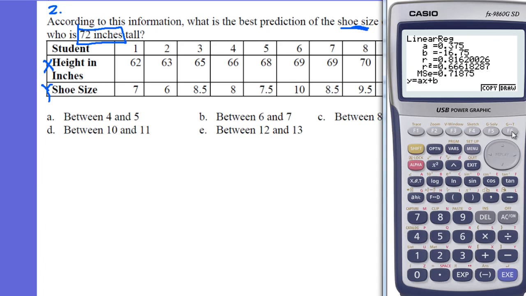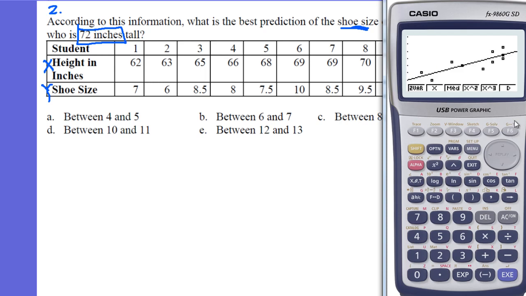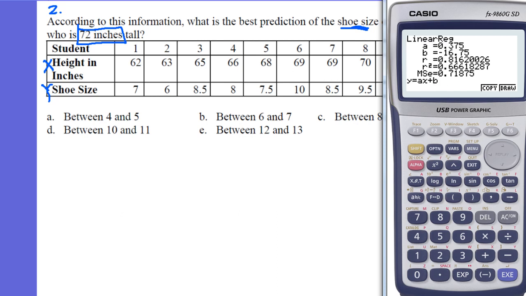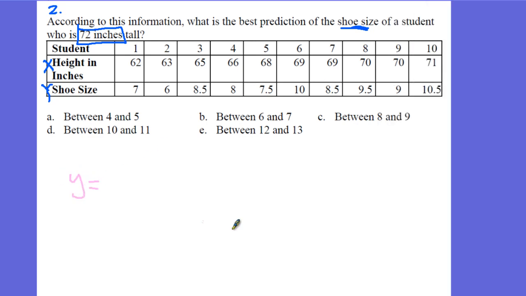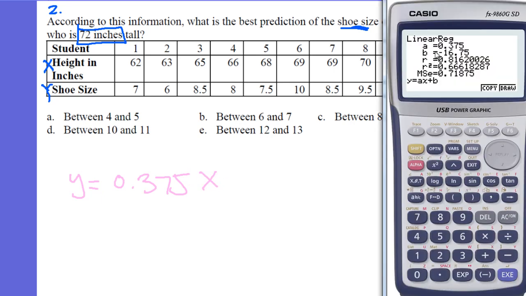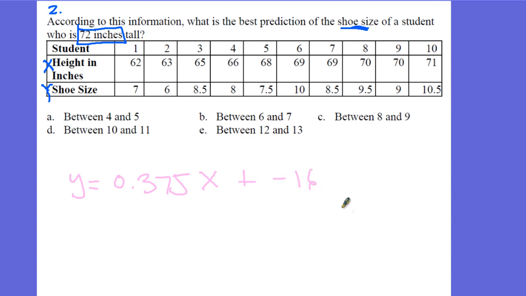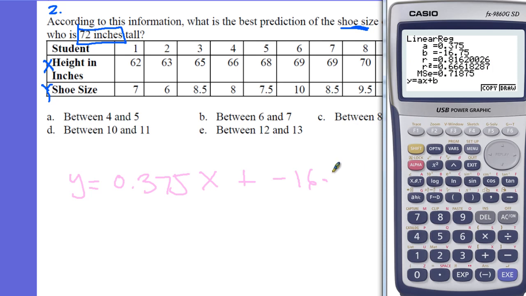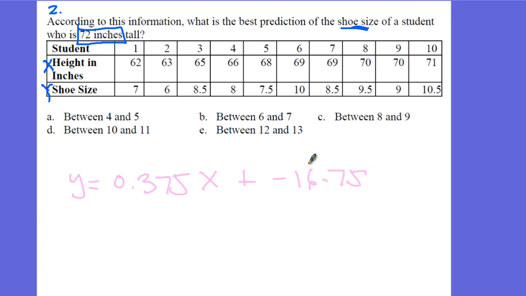Now, if you want to know the graph of the line of best fit, just press F6. So this will be the line of best fit. Okay. Now let's find the equation by pressing F2. So this will be our equation. Again, you have two options. Either you copy the equation y equals 0.375x, and then my y-intercept is negative 16.75.